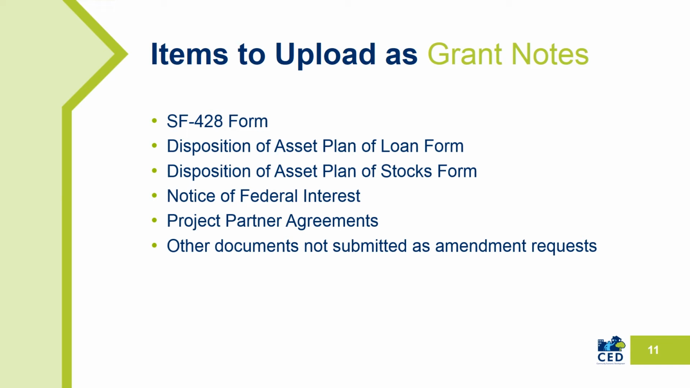The SF-428. This needs to be submitted at the end of your 3 or 5 year grant period. This form is required for grantees using CED funds to purchase equipment over $5,000 or to acquire or renovate real property, so any grantee that accrues federal interest.